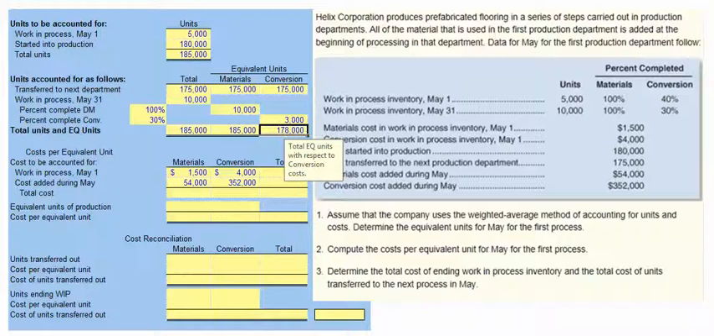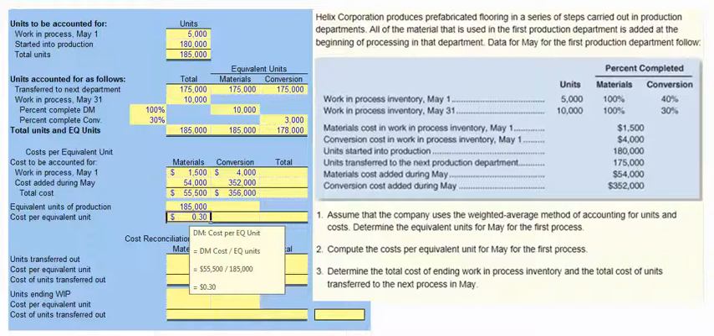Our next step is to take our total cost and divide it by the number of equivalent units. Our total direct material cost is $55,500. This is the beginning cost plus the cost added of $54,000. Our total conversion cost is $356,000. We now need to take each of these cost figures and divide them by the respective equivalent units. The equivalent units of production for direct materials we calculated above was 185,000 units. So 55,500 divided by 185,000 equivalent units gives us a cost per equivalent unit for direct materials of 30 cents.